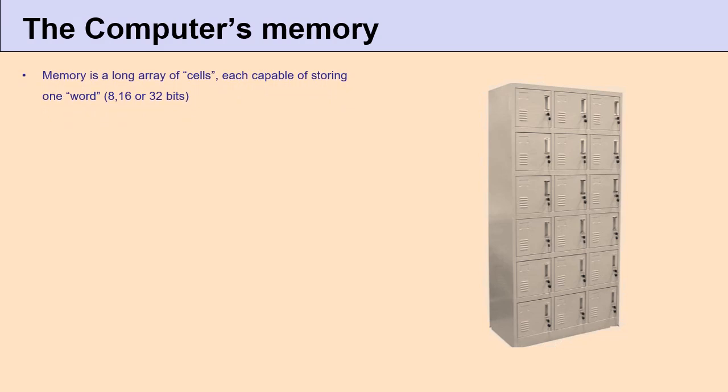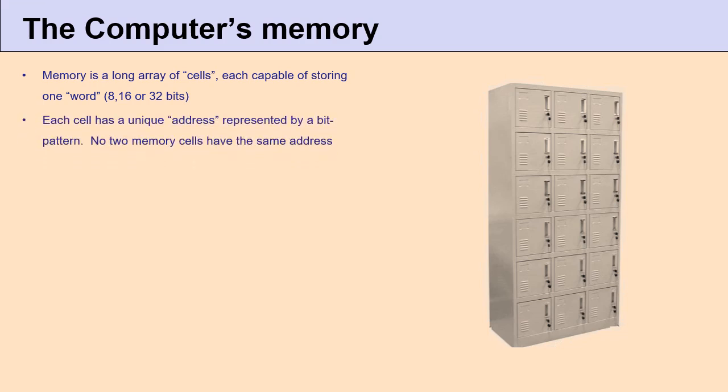Now inside a computer, the memory is also a long array of what we call memory cells. Each memory cell is capable of storing one binary word. A binary word can be either 8 bits, 16 bits or 32 bits long depending on the data bus size of the computer. Now each memory cell also has a unique address associated with it.